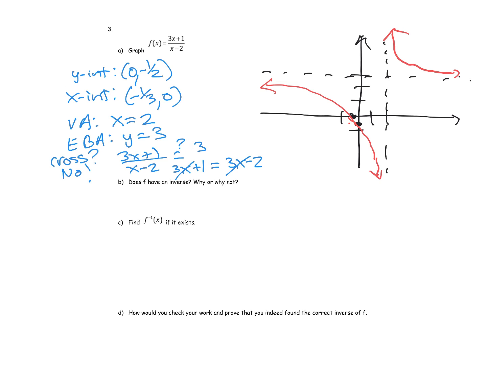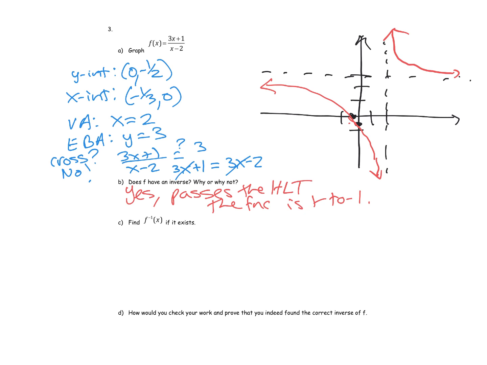Does f have an inverse? It does. Looking at this graph, it passes the horizontal line test. Any horizontal line would at most cross this graph once. So yes, passes the horizontal line test. The function is 1-to-1. All right, let's now find the inverse.